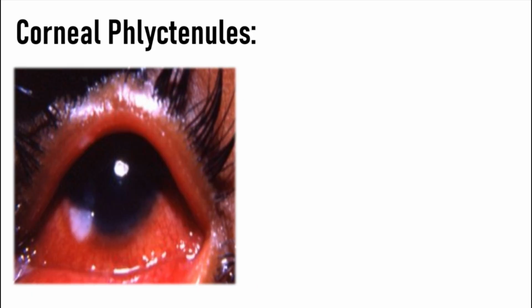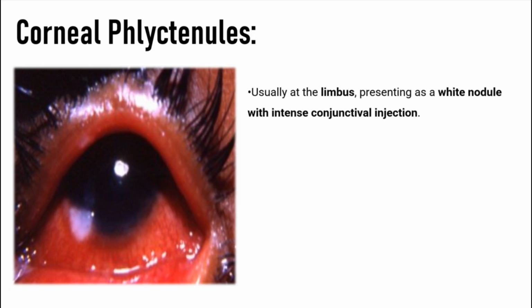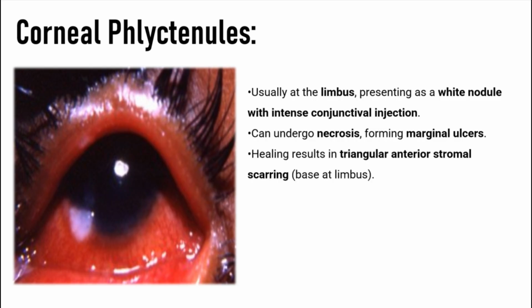Then we have the corneal phlyctenules. These usually start at the limbus as a white nodule and there will be intense amount of conjunctival injection. Then they will undergo necrosis and they might actually form ulcers at the limbus. Now this is pretty different from the marginal ulcers, let me tell you. So we'll talk about that in the differentials.